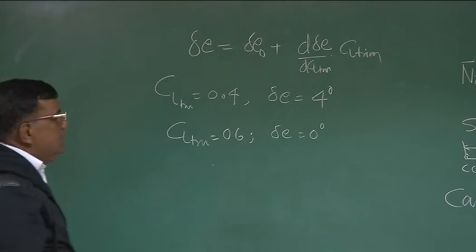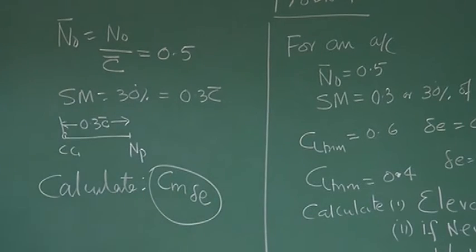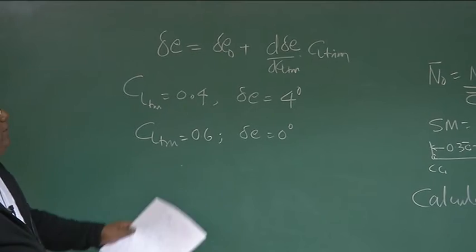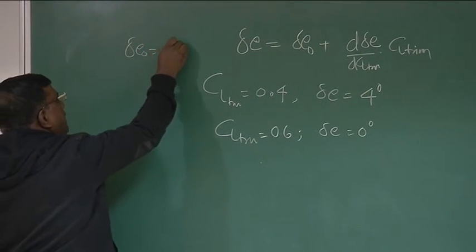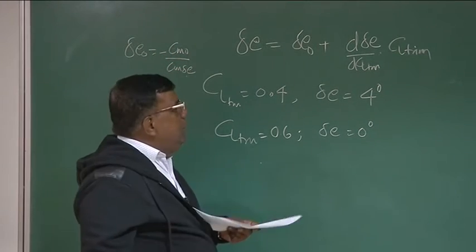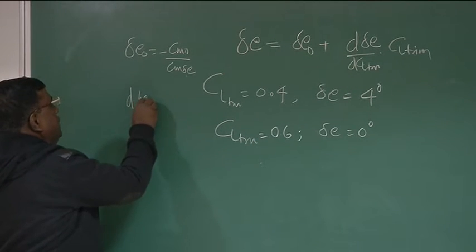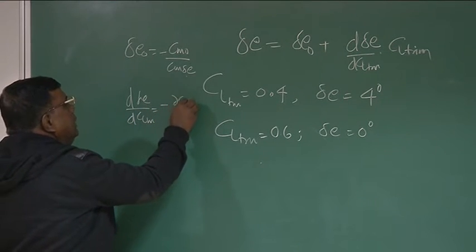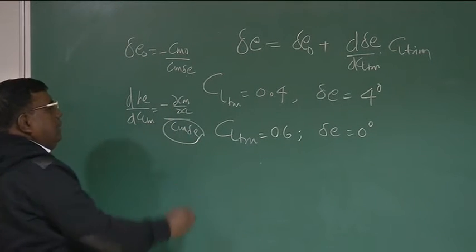What is our aim? Our aim is to find Cm delta E. Don't forget this. Where is Cm delta E lying in this expression? Is there any Cm delta E in delta E naught? Yes. Delta E naught is nothing but minus Cm naught by Cm delta E. Is Cm delta E also in the other term? Yes, d delta E by dCL trim is also minus dCm by dCL by Cm delta E. So indeed it is also here.